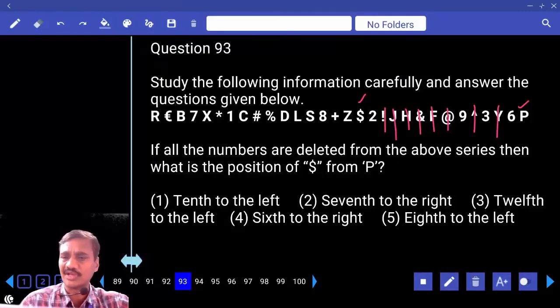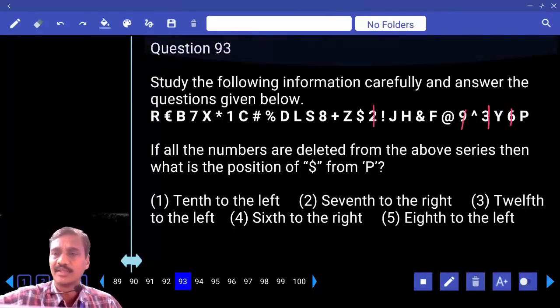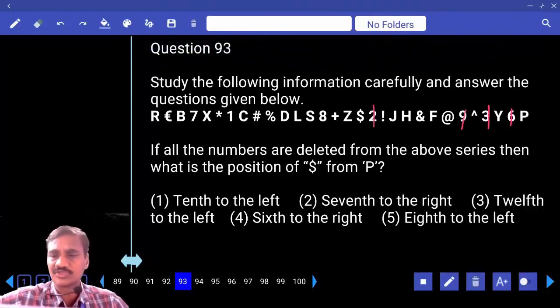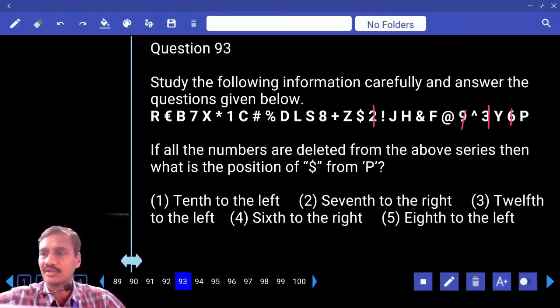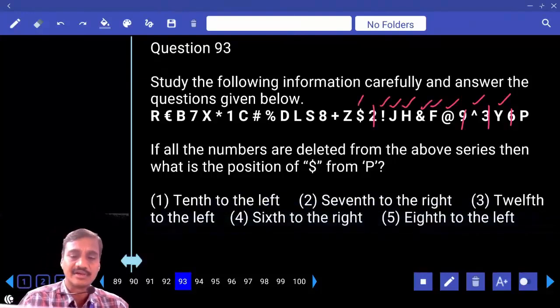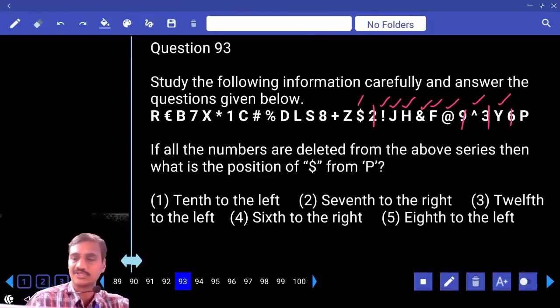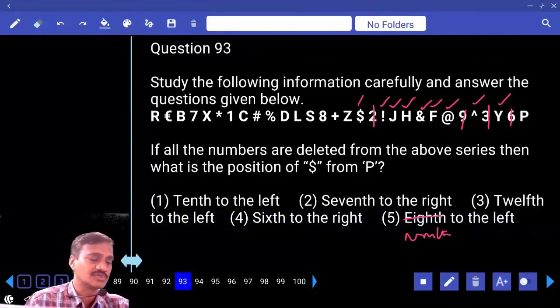What is the position of dollar from P if all the numbers are deleted? Now we have removed all the numbers, then count here 1, 2, 3, 4, 5, 6, 7, 8, 9, ninth to the left-hand side, isn't it? Here it seems that the choice is not there. Ninth to the left-hand side, change the choice, put 9th from the left in place of 8th to the left. 9th to the left, question number 93.